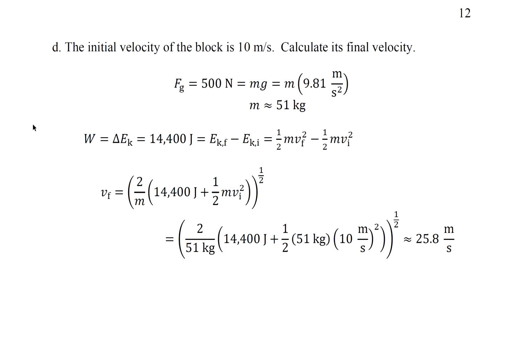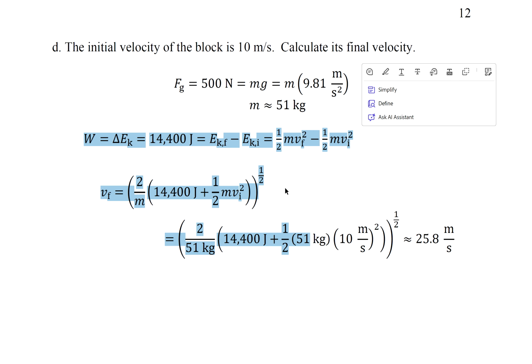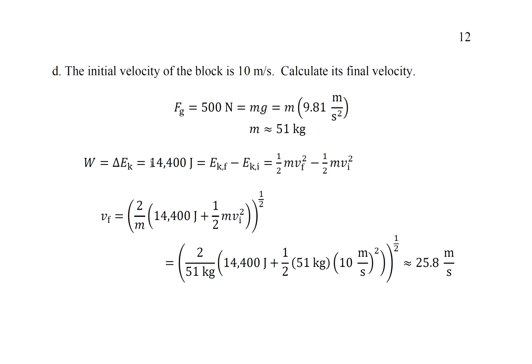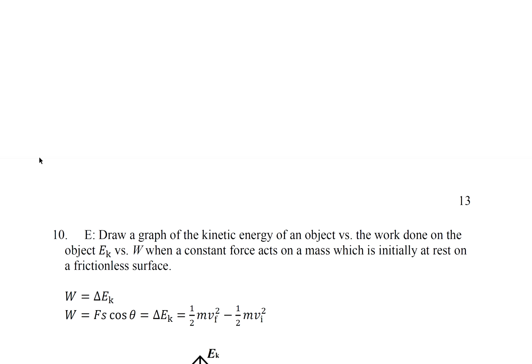Part D, the initial velocity of the block is 10. Calculate its final velocity. So first we calculate the mass. Second, we use the equation. And we got 14,400 joules from parts B and C.